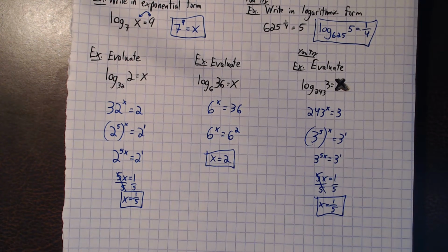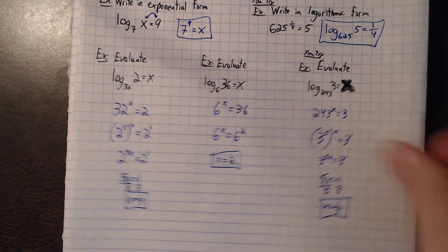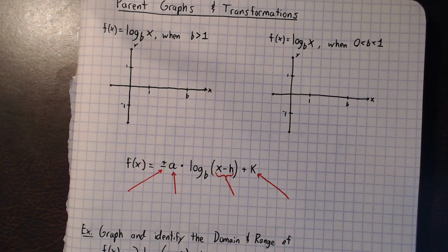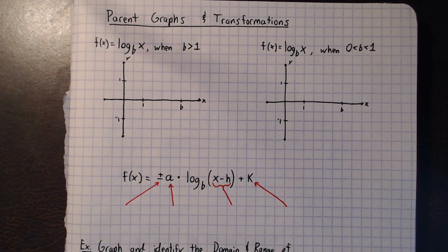We got a little bit more to talk about. We're going to talk about parent graphs and some transformations. Now, some very similar things to graphing exponential functions. We're going to have 3 critical points.